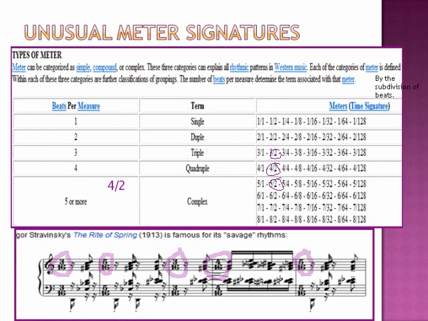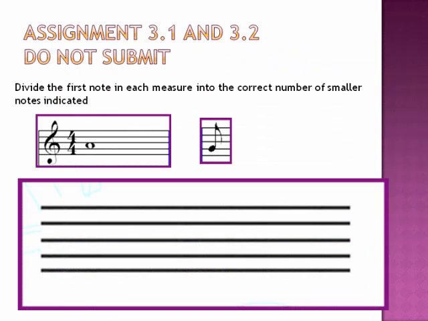Okay, those are the basics of the notation for rhythm. And I'm going to go through some of these assignments now. Assignment 3.1 and 3.2, you do not submit, but I want you to be aware of how to do these. So I want to look at them at least.